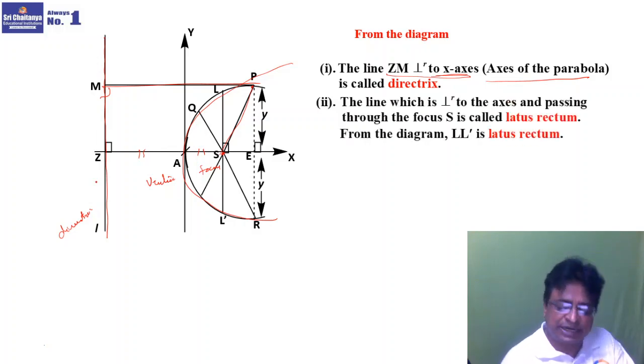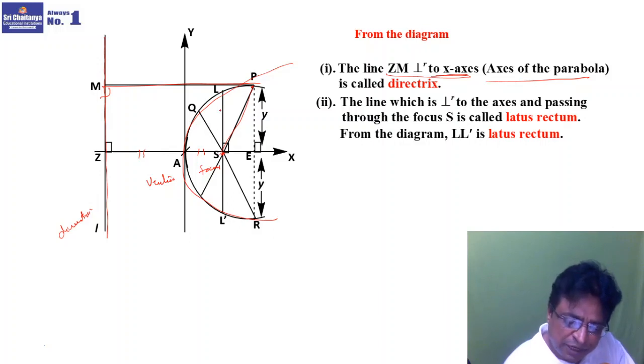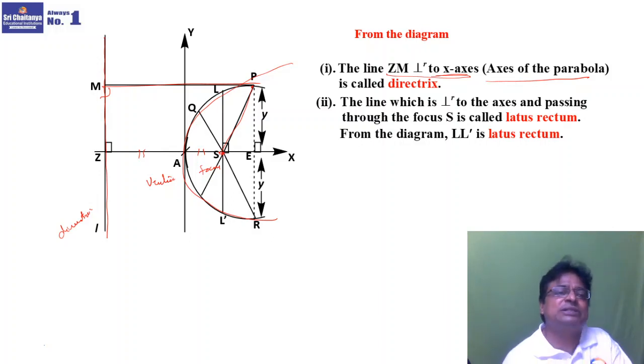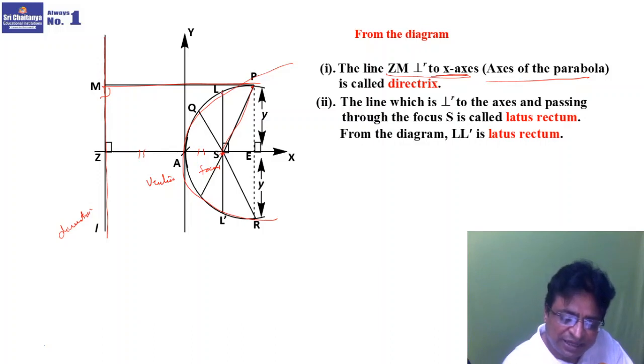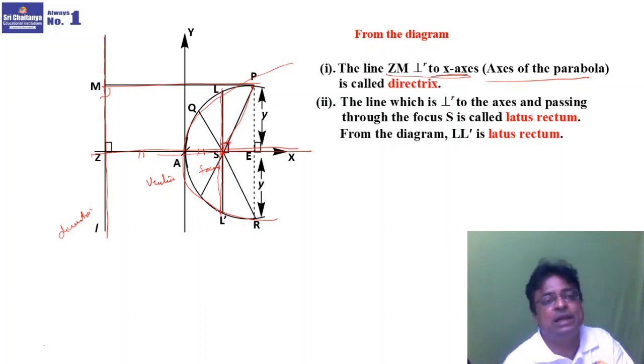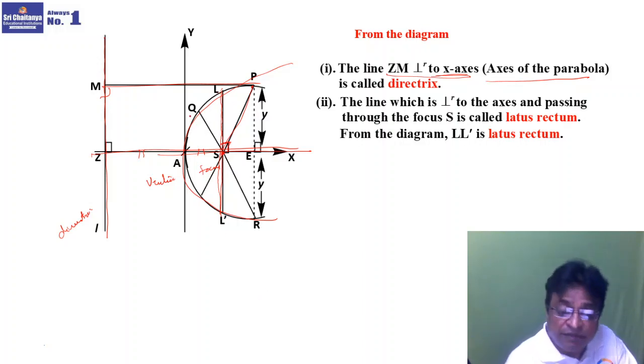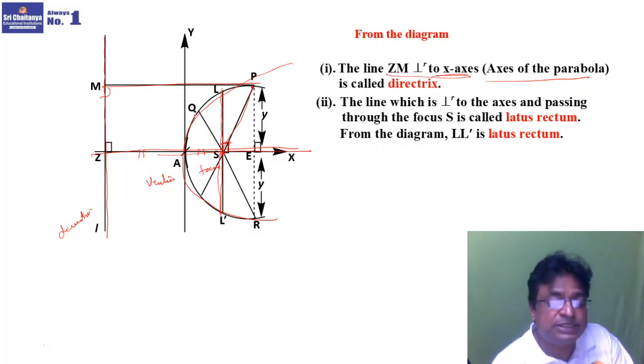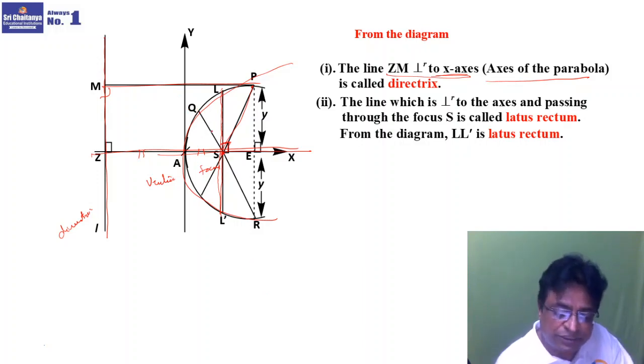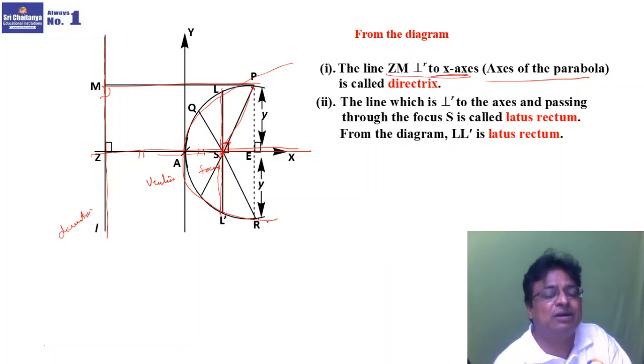And coming to the latus rectum, it is the line which is perpendicular to the axis and passing through the focus. See here in the diagram, this is x-axis, the axis of the parabola, and this is the line passing through the focus and perpendicular to the axis. This is called the latus rectum. So from this figure, this LL dash is called the latus rectum. Not every line passing through the focus is the latus rectum. Any chord which is passing through the focus is called a focal chord.